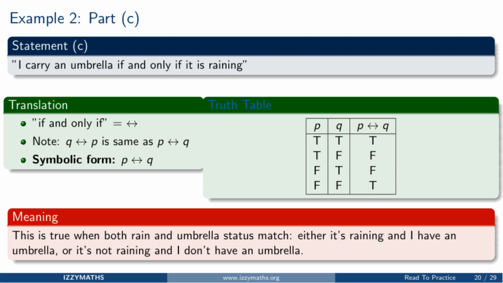The truth table shows when P is T and Q is T, P biconditional Q is T. When P is T and Q is F, P biconditional Q is F. When P is F and Q is T, P biconditional Q is F. When P is F and Q is F, P biconditional Q is T. The meaning is that this is true when both rain and umbrella status match. Either it's raining and I have an umbrella, or it's not raining and I don't have an umbrella.